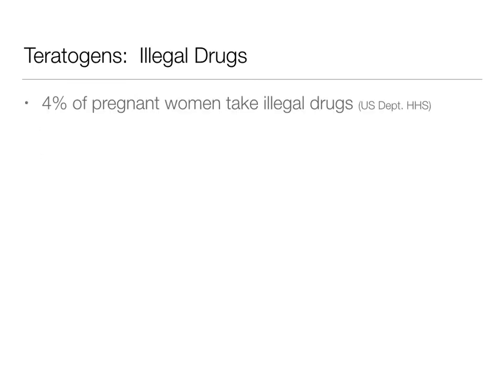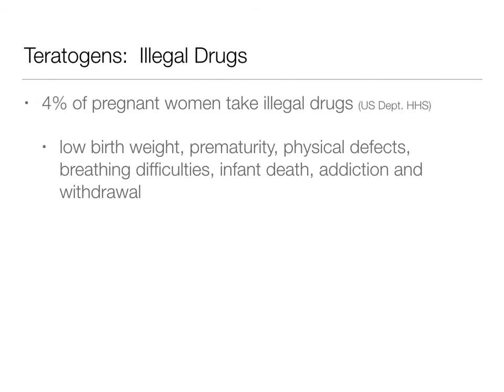Illegal drugs. The U.S. Department of Health and Human Services reports that 4% of women take illegal drugs. This can result in low birth weight, prematurity, physical defects, breathing difficulties, infant death, addiction, and withdrawal. So again, these are really, really severe. And a lot of times those infant deaths can also be caused by the addiction and withdrawal. They can be carried to term, born live, and then the infant dies afterwards because of the severity of the addiction and withdrawal.